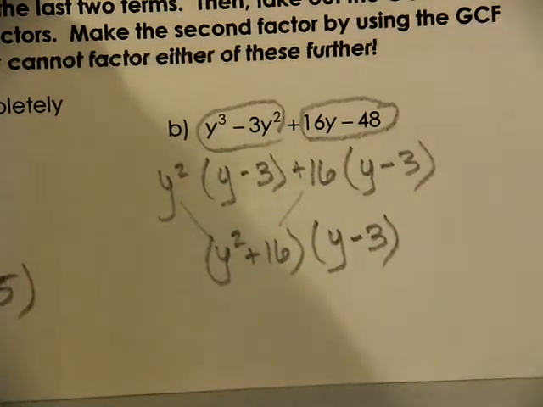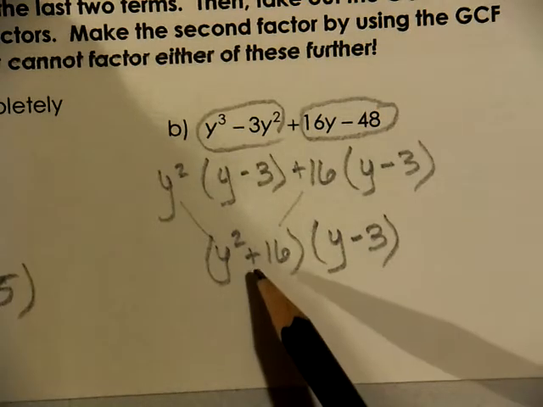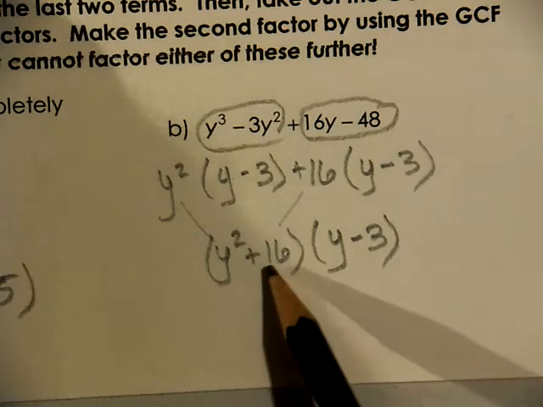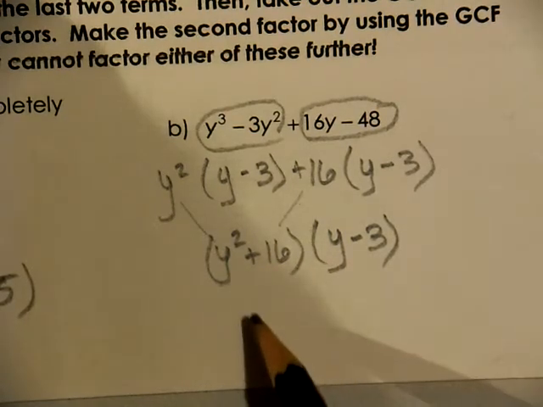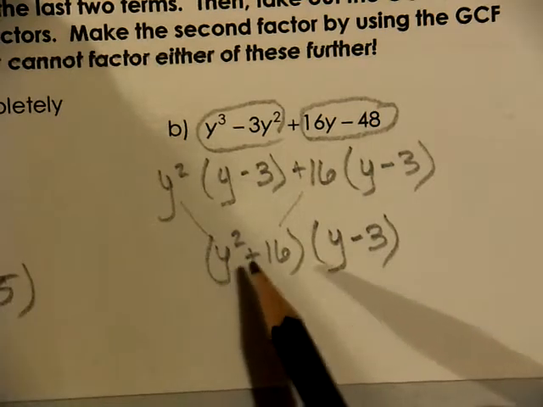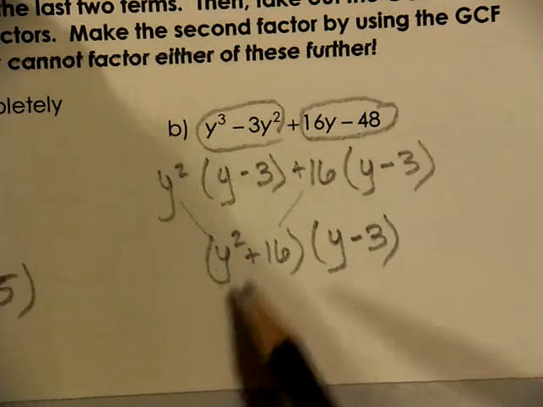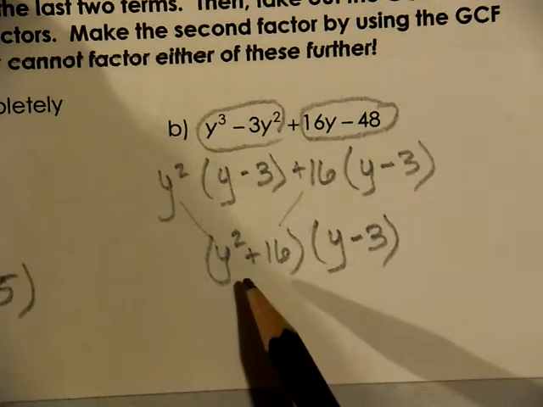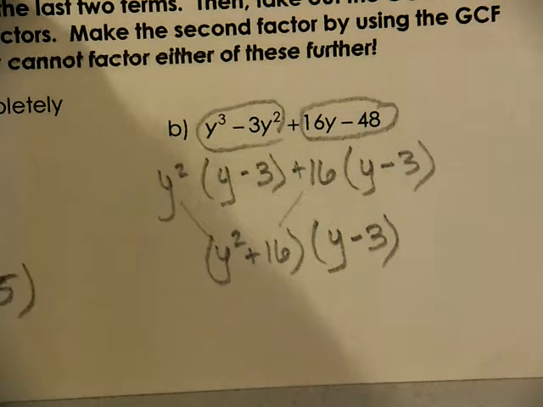Now a lot of people look at this and they think that the sum of two squares is factorable, but the sum of two squares is not factorable. There is nothing that multiplies to be this. Y plus 4 does not actually make this. And of course, y plus 4, y minus 4 doesn't make this either. So that is completely factored.